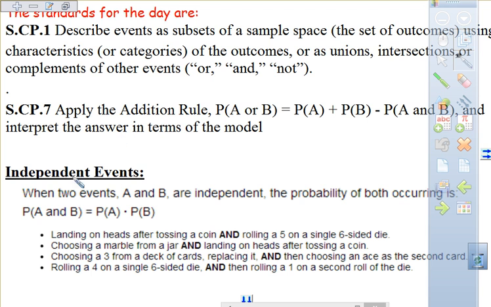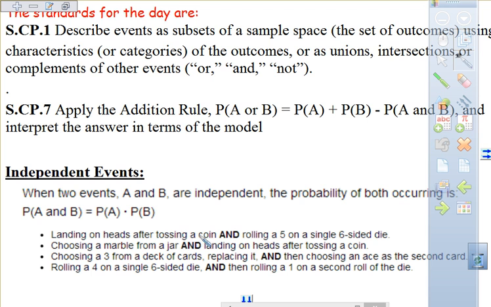So one of the things we need to look at is independent events. When 2 events, A and B, are independent, the probability of both occurring is the probability of A times the probability of B. So here are some examples.